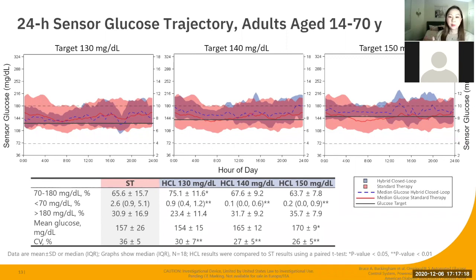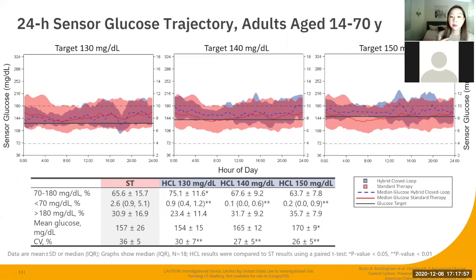And so these are the data from the 18 adult subjects where they used the system, and we collected their CGM during that phase. And then you can see here their time in range, time less than 70, and then time above 180, and then their mean glucose at those specific set points. And what you'll appreciate is that these are a well-controlled group of adults, with a time in range at standard therapy. So that area in red is standard therapy. So this is what people were using at home.